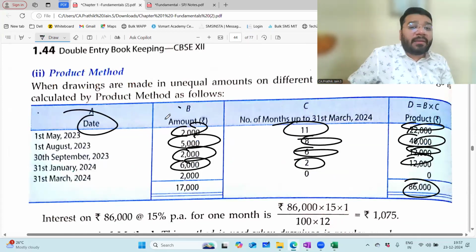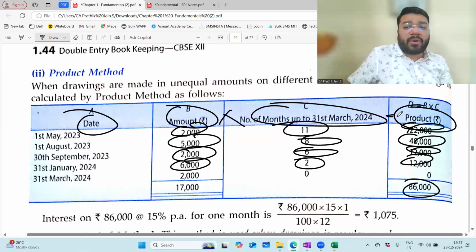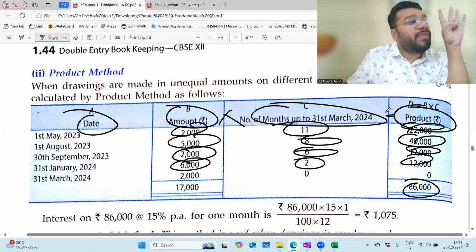Date of drawing, amount of drawing, and how many months total, and product. That is amount into number of months. If I do, I get product. 4 columns. Any big difficulty to remember?